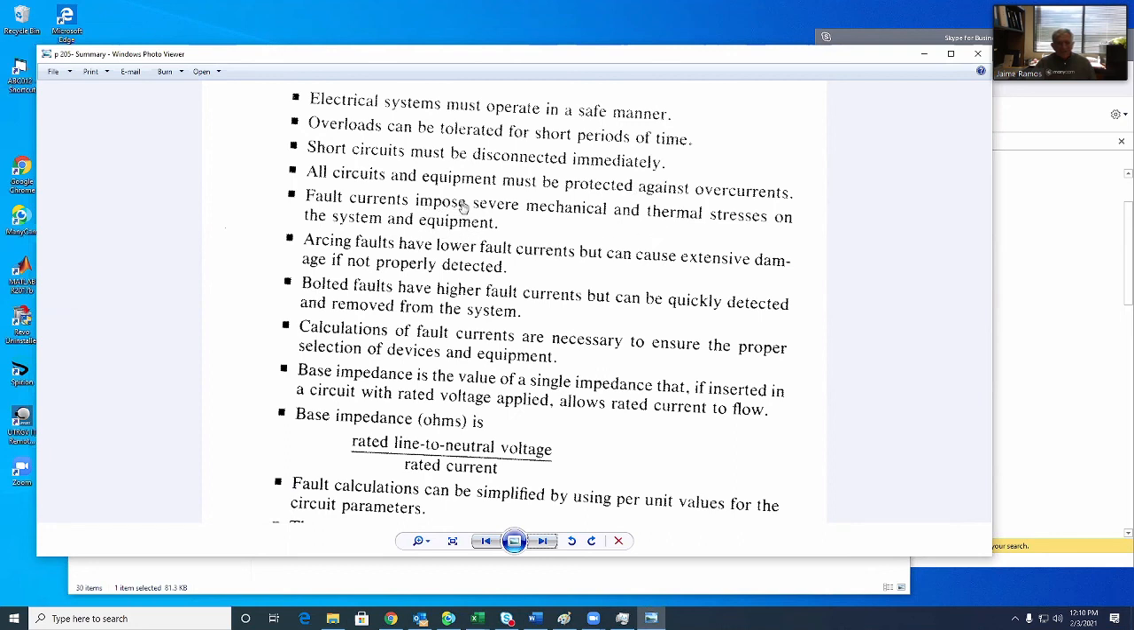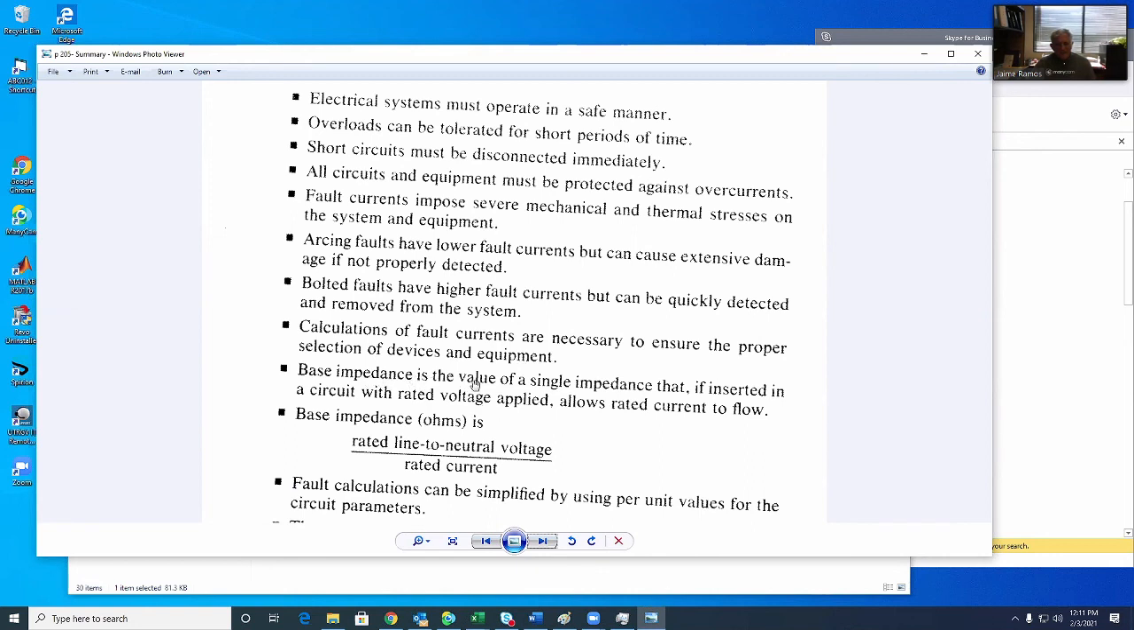Fault currents impose severe mechanical and thermal stresses. Arcing faults have lower fault currents but can cause extensive damage if not detected. Voltage faults have higher fault currents, can be quickly detected and removed from the system. Calculations are needed to ensure the proper selection of devices and equipment.